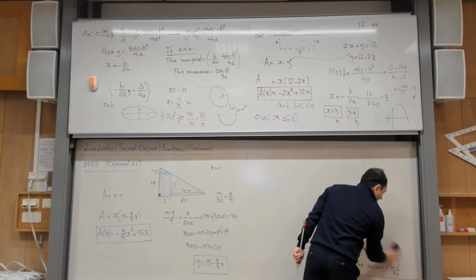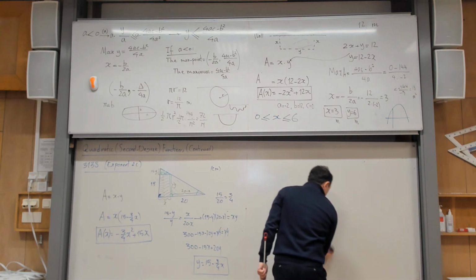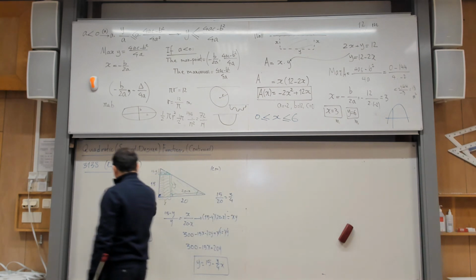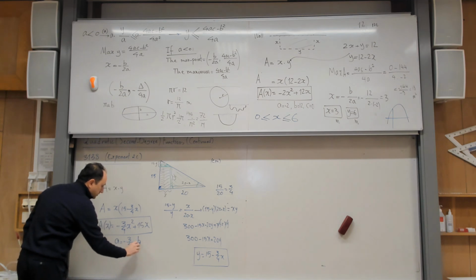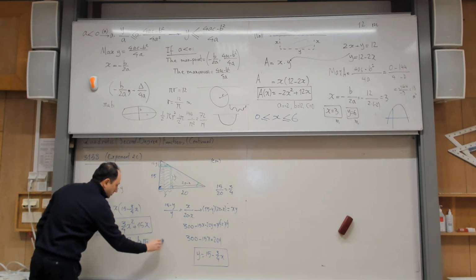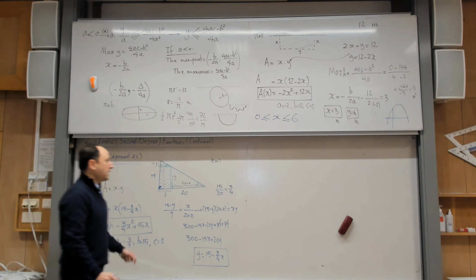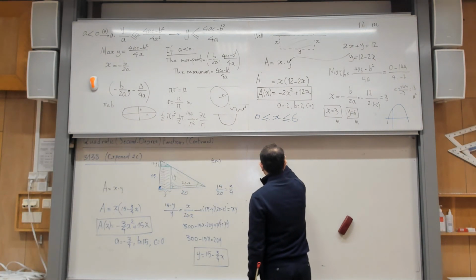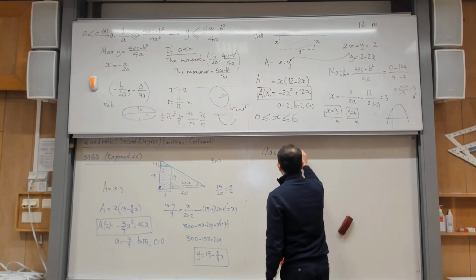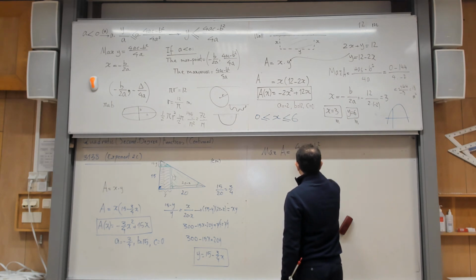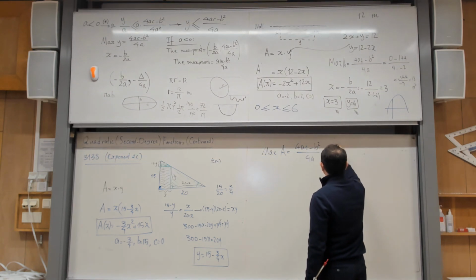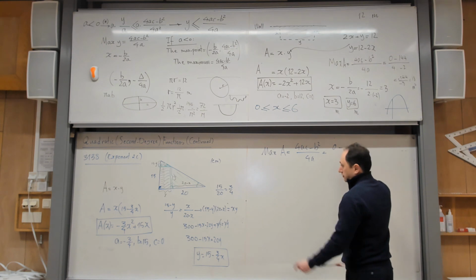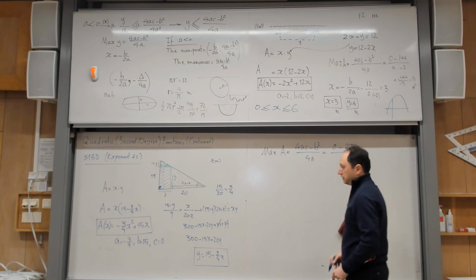If they ask about maximum, that is the formula. Can you tell me what are A and B here in this problem? What is A? A is minus 3/4, B is 15, and C is 0. So if I ask you what is the maximum of A, the maximum of A is equal to 4AC minus B squared divided by 4A. So 4AC becomes 0, B squared becomes 15 to power 2, 225, divided by 4 times A.